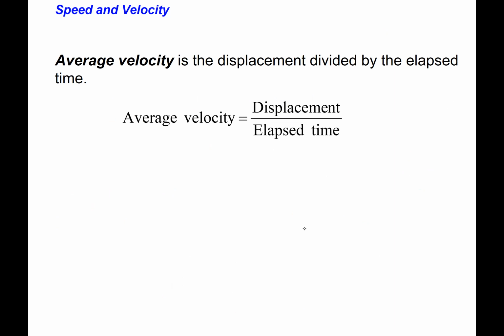What is average velocity? Average velocity is the displacement divided by the elapsed time. We use the same symbol, but in this case, often you will see an arrow to designate the velocity vector, because velocity is a vector. Displacement is also a vector, so we put an arrow on top. And of course, time is a scalar. The units are still meters per second.